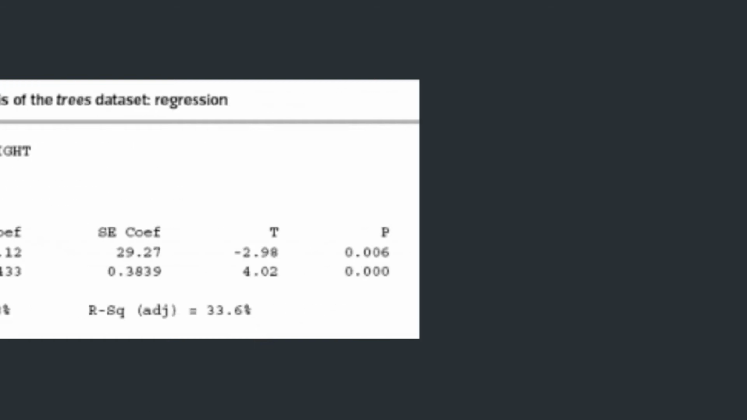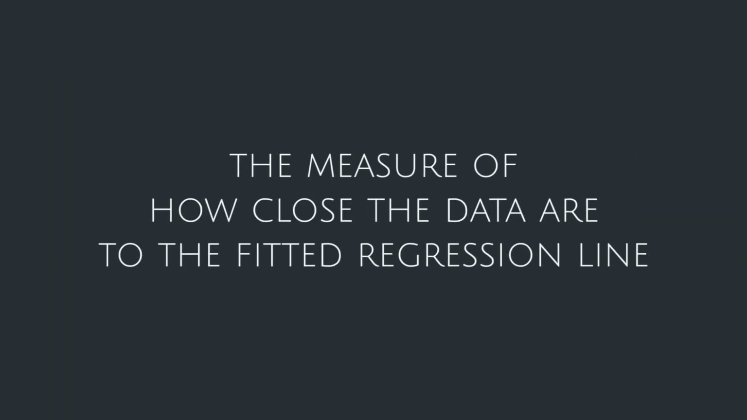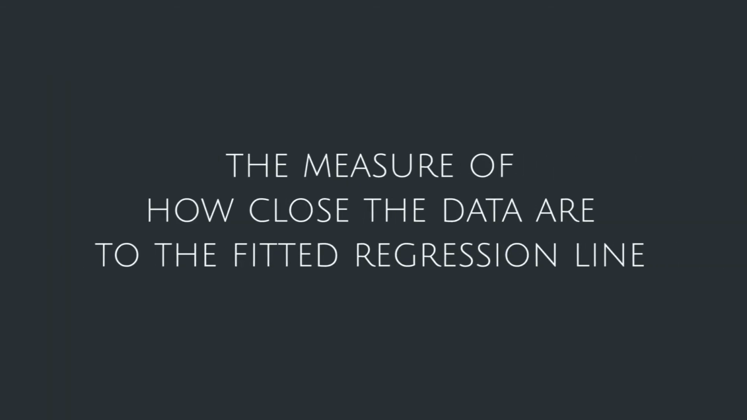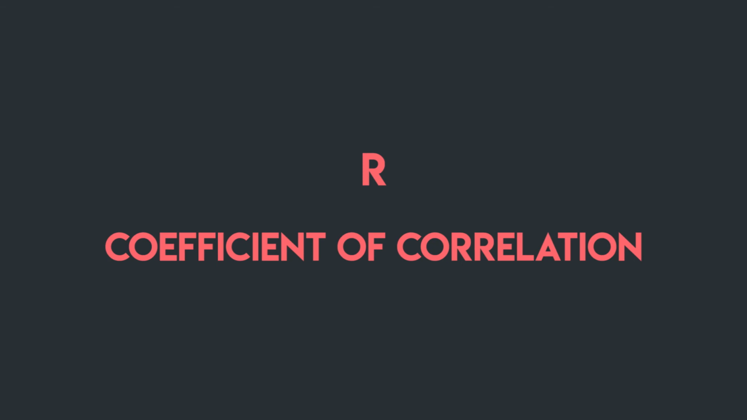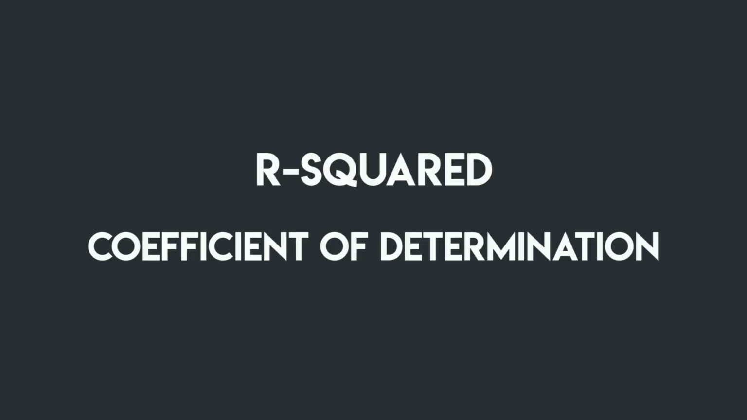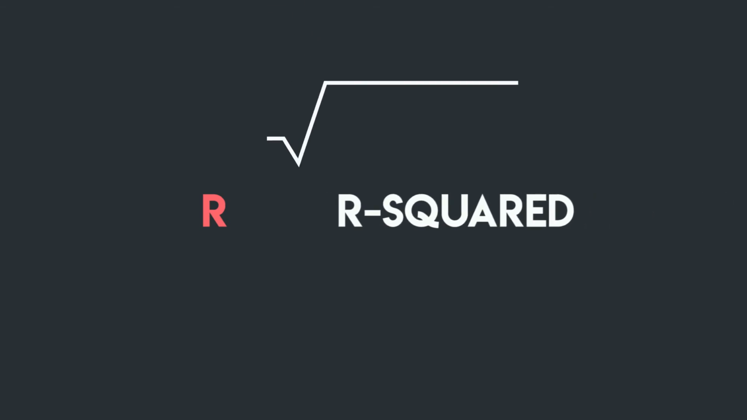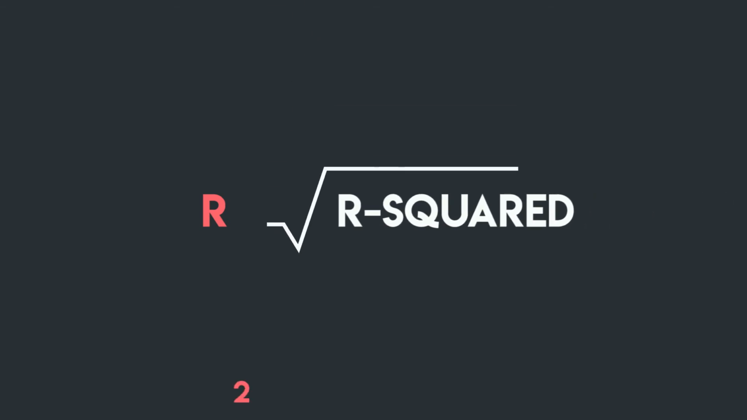R squared, or the coefficient of determination, is a measure of how close the data are to the fitted regression line. One common mistake is getting confused between R and R squared. Remember, R is the coefficient of correlation and R squared is the coefficient of determination. You can easily calculate the other when you have one of them, either by taking the square root of R squared to calculate R or squaring R to get R squared.